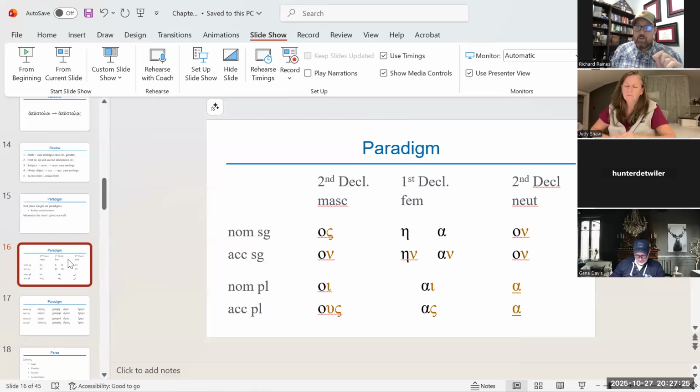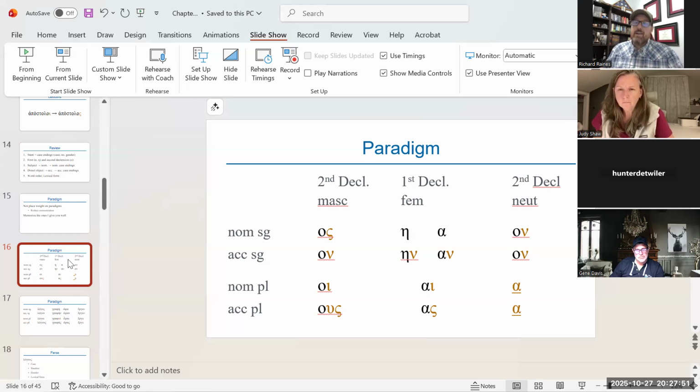Horon would be ours as the direct object. Horai would be ours. And horos would be ours as the direct object. Does that make sense? And then in neuter, you just add a nu and then you add an alpha.